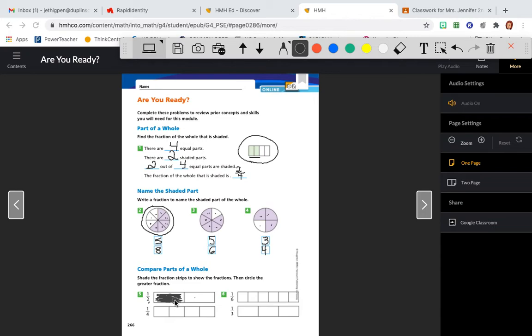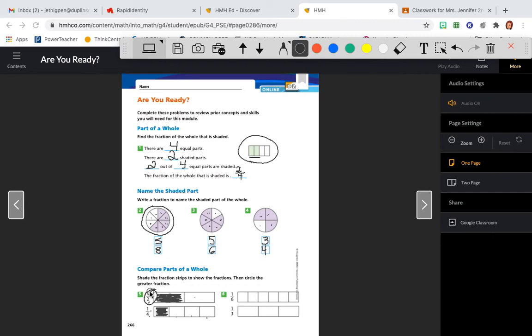Okay, now let's look at the bottom one. Now we have 4 equal parts, 1, 2, 3, 4, and we're going to shade in one of those. So we've done the first step of our instructions. Then it wants us to circle the greater fraction. Look at which shape shows more area shaded in, and we can see that 1/2 is the greater fraction.